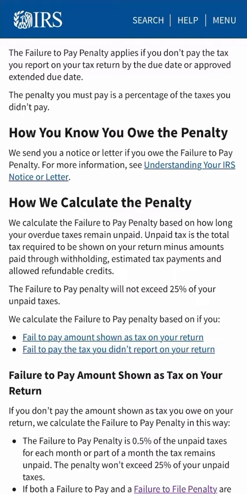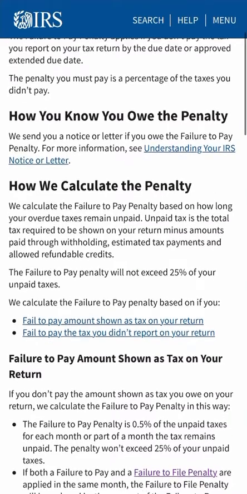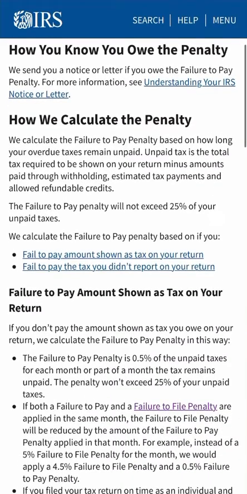So the failure to pay penalty only applies if you do not pay the taxes that are due and that are noted on your return at the time you file or at the time that return is due, even if the extension is approved. So the penalty that you must pay is a percentage of the taxes that you did not pay at that time. The IRS will also send you a notice to let you know whether or not they have applied a failure to pay penalty.